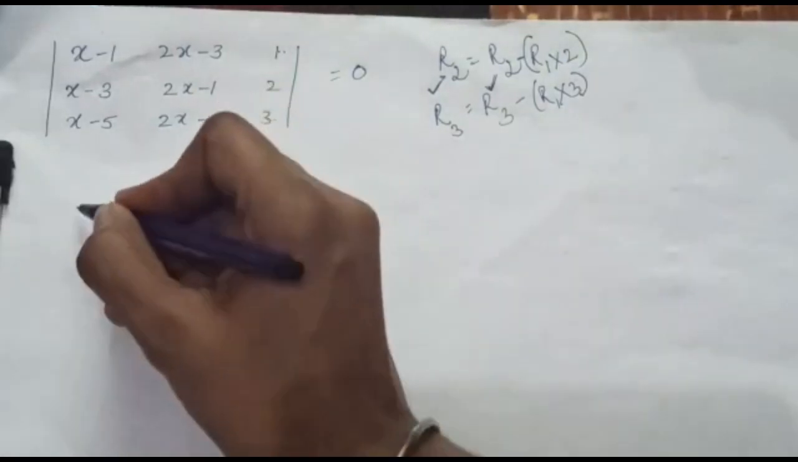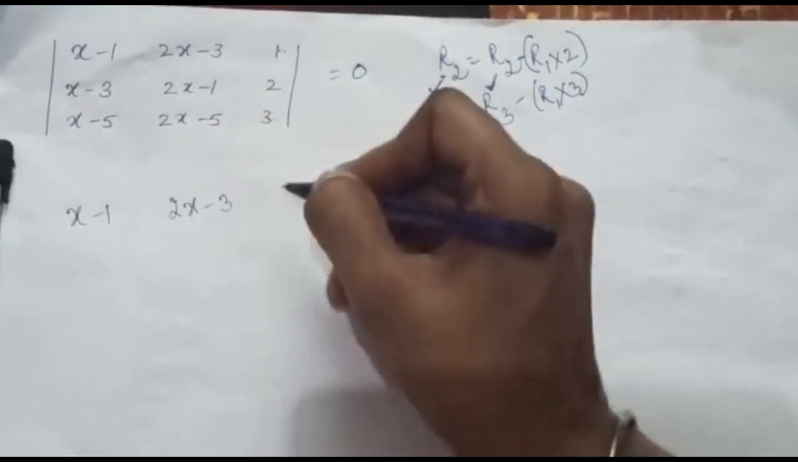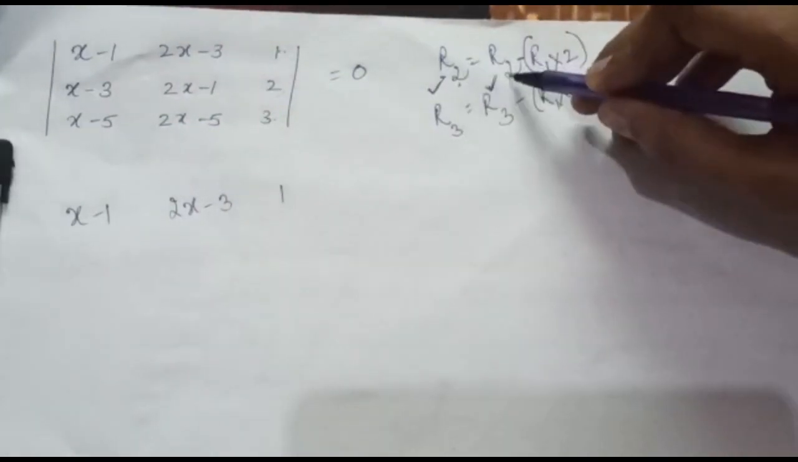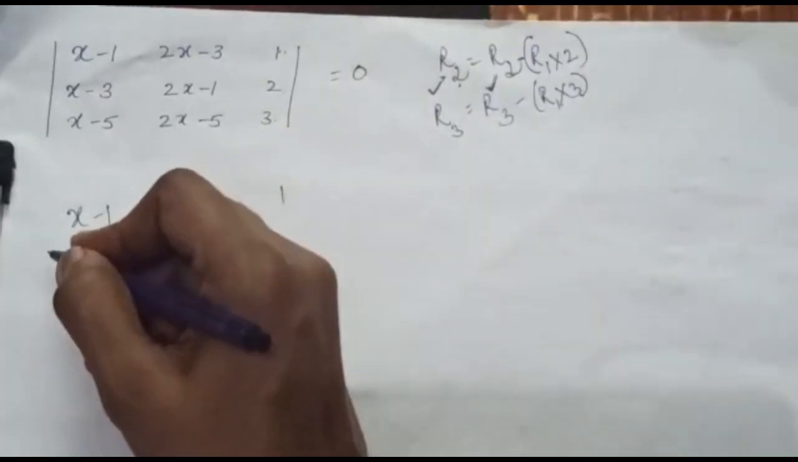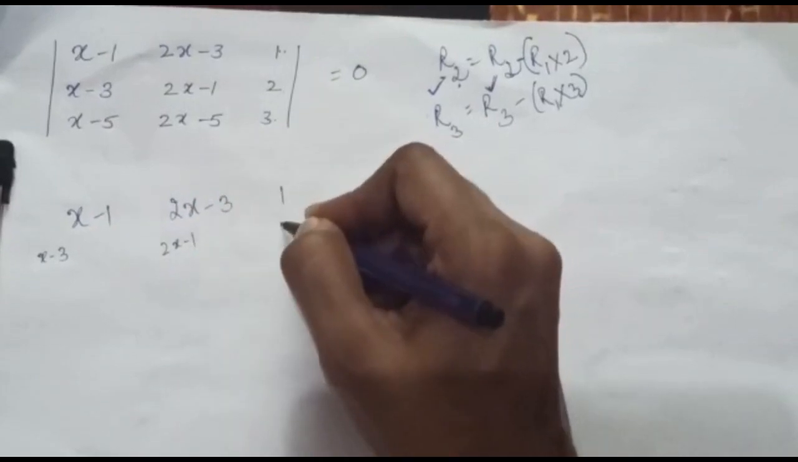So see how we will make it. The first row we are okay, so in the first row I am not making any changes. First row is the same. In the second row I will be writing my old row. My old row is x minus 3, 2x minus 1 and 2.